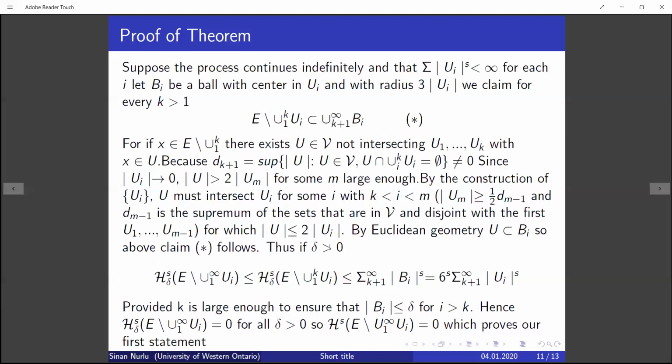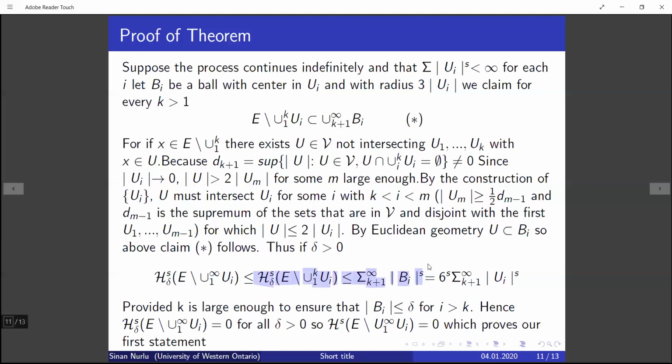For any delta positive at this point, we have this inequality. This is true because this set is larger than this set. I mean, this set is contained in this set because we're not subtracting all of the ui's. We're stopping at the kth, so naturally, this inequality holds.